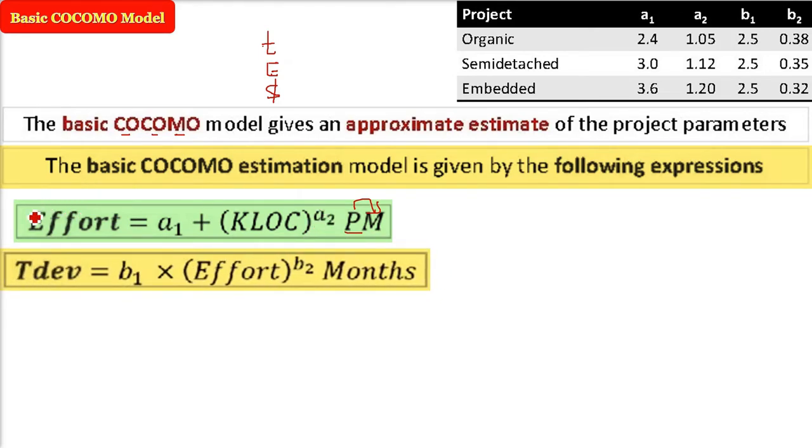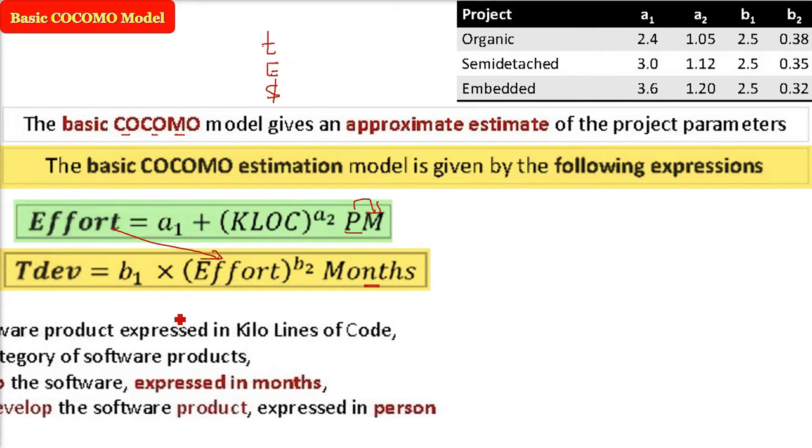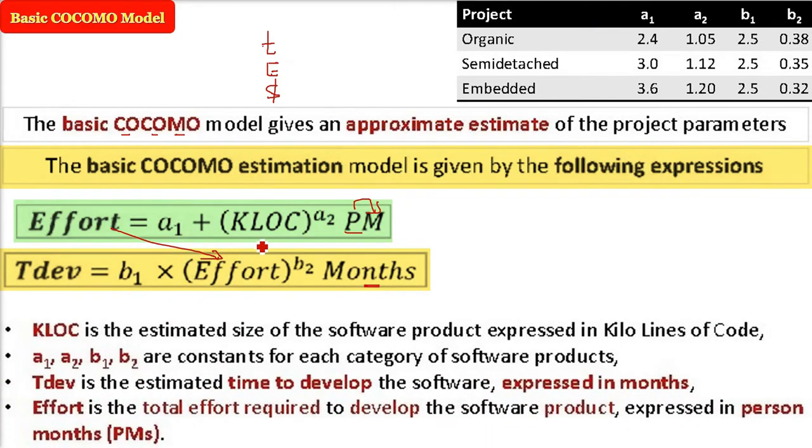Once you have found the effort, then we can estimate the time. The time expression is: time to development is B1 times effort to the power of B2, and this will come in months. Please remember, in months. Now this KLOC is the estimated size of the software product expressed in kilo lines of code. If it is 3000, you have to divide it by 1000. We also call it KDSI, that is kilo delivered source instructions. These are almost the same thing, just a bit of difference.